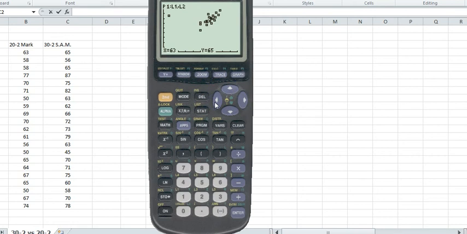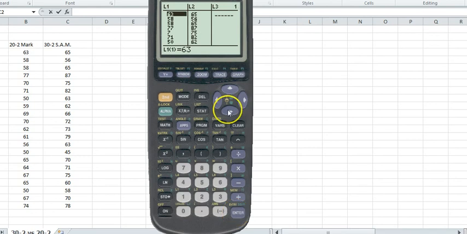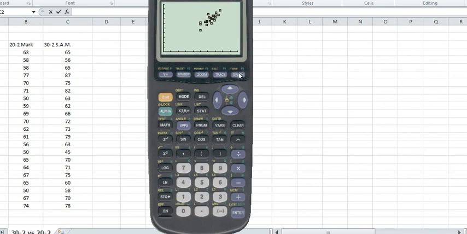Never mind. Okay, so I'm going to go back to stat, edit, and look for my mistake, and there it is. That should be a 70. Okay. And there's the graph. So does this graph look like your graph, the one that you drew? Fairly close, right? How did you graph this again?